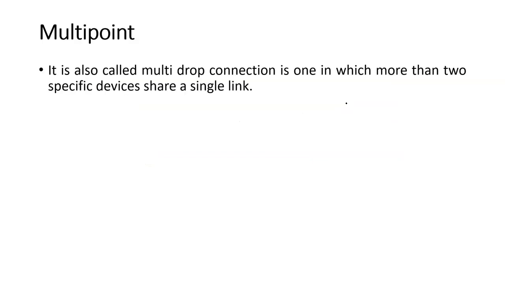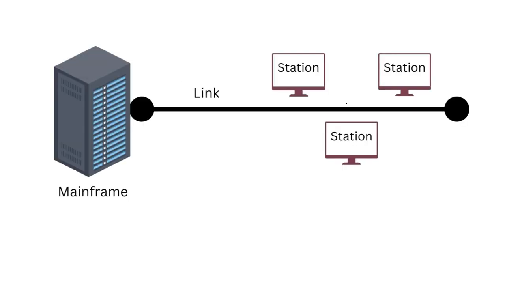Next one is the multi-point connection. This multi-point connection is also called a multi-drop connection, in which more than two specific devices share a single link. This type of structure is there as far as the multi-point or multi-drop connection is concerned. Here there is a mainframe computer which is basically the sender, and there are three stations as receivers.